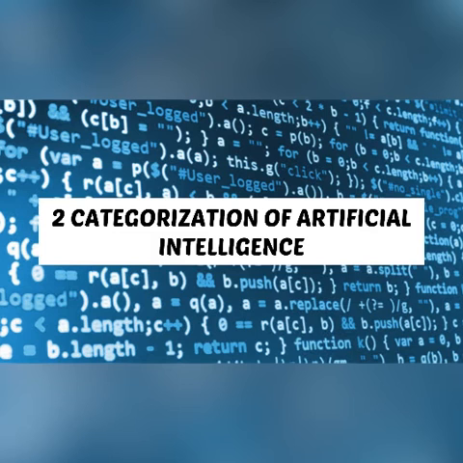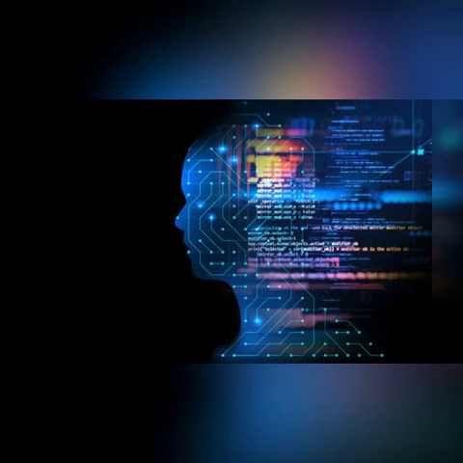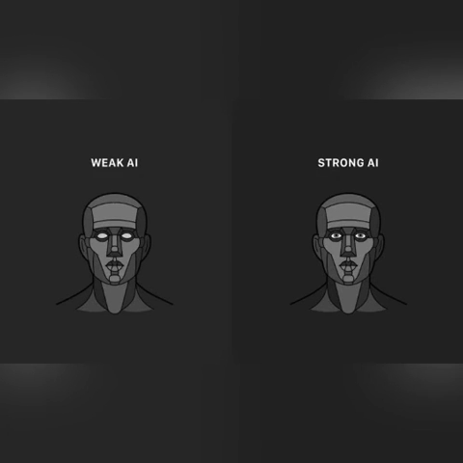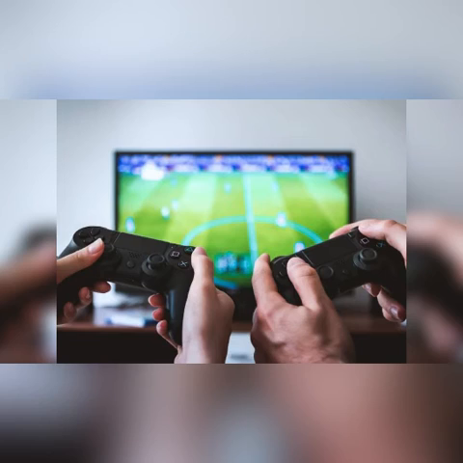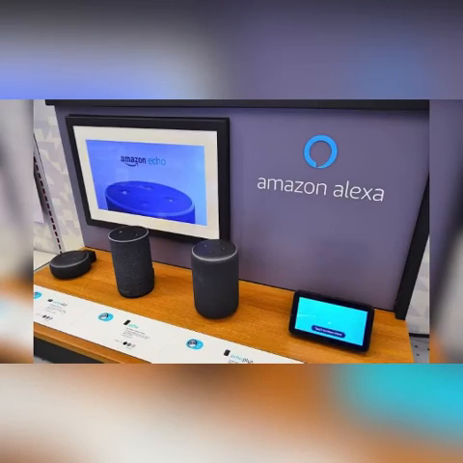Categorization of AI. AI can be divided into two different categories. The first one is the weak artificial intelligence. It embodies a system designed to carry out one particular job. It includes video games such as chess and personal assistants such as Amazon's Alexa and Apple's Siri.